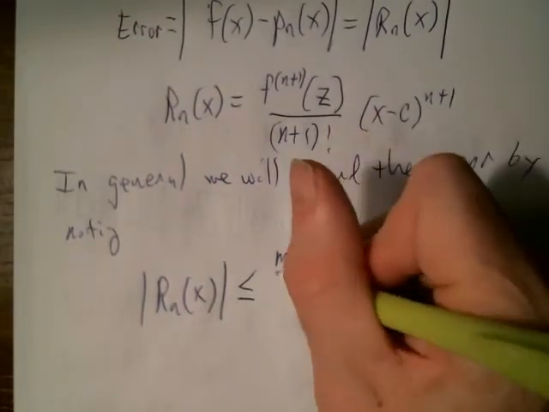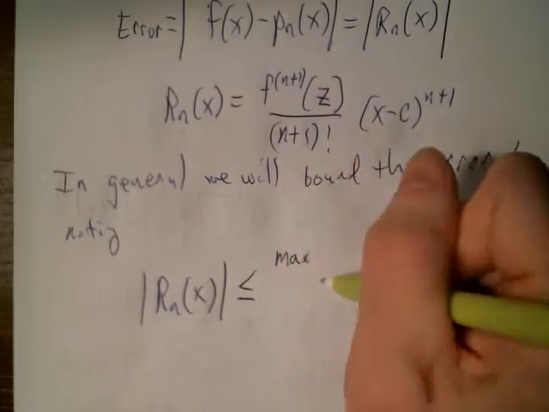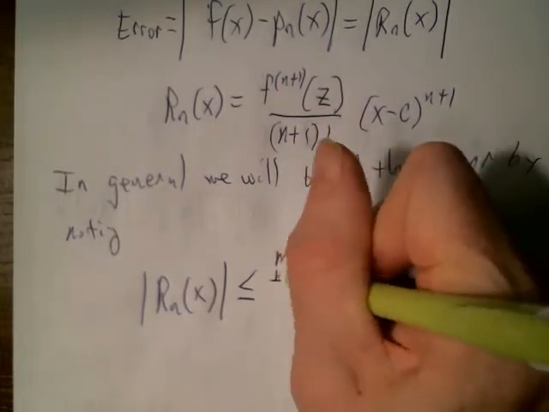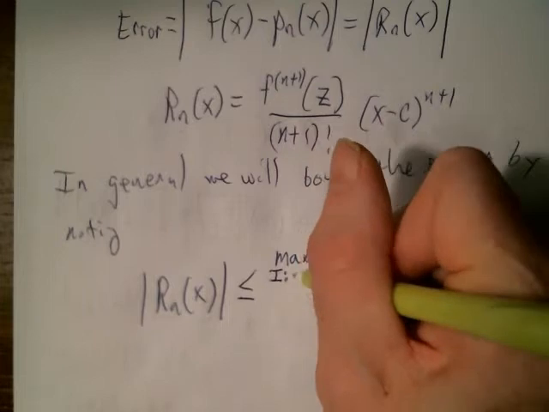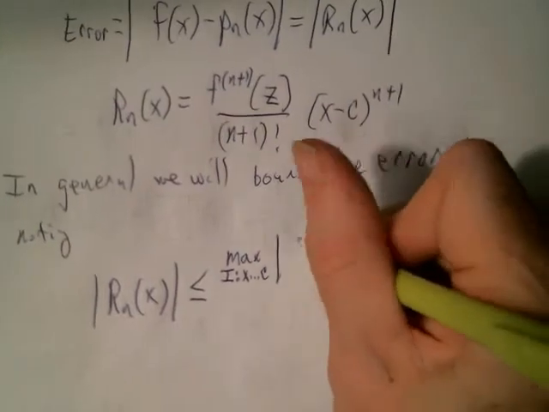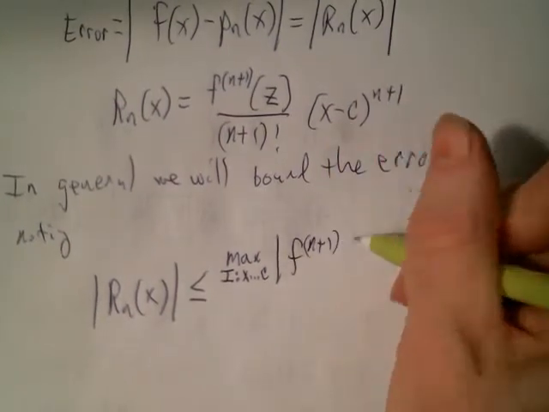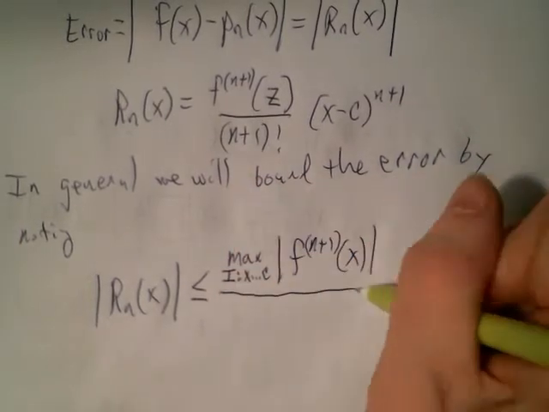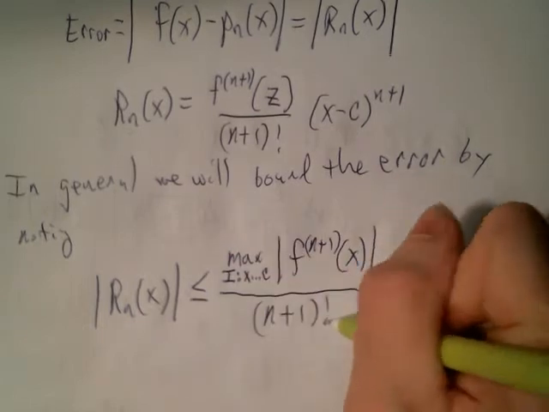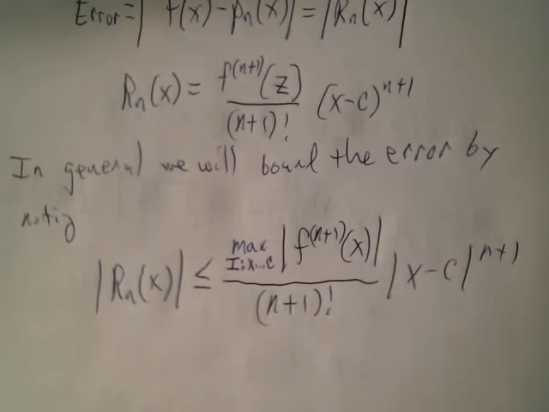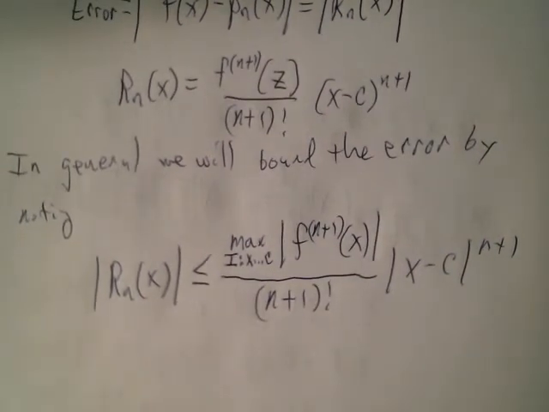Sometimes c can be less than x, so I want to be a little bit careful. So I'll just say interval I from x to c, and we're maximizing the absolute value of the n plus first derivative of f. Everything else is the same: n plus 1 factorial, and then over here, absolute value of x minus c to the n plus 1. Okay, so let's try it and see how it goes.